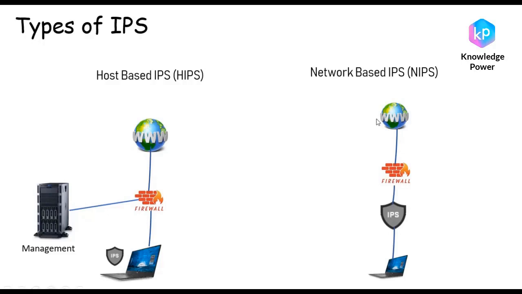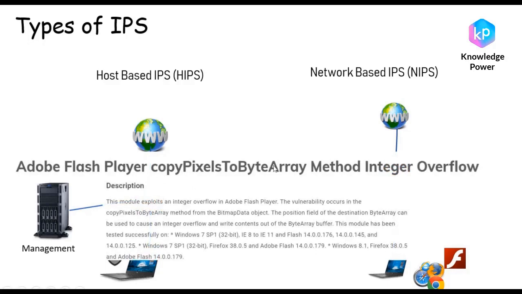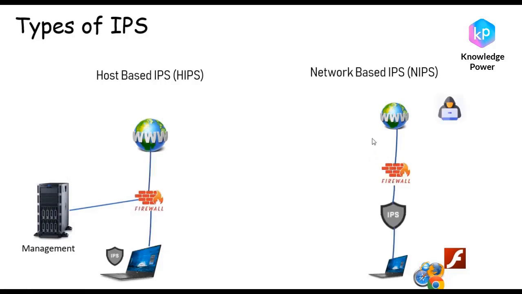Okay, let's assume on our remote host we have an Adobe application running in some browser, and I've just found a vulnerability, Adobe Flash Player copy pixels to byte array, and you can check the description of how we can exploit that vulnerability. If a hacker from the outside tries to exploit that vulnerability, once he goes through the firewall and the firewall accepts that traffic for some reason, it goes to the intrusion prevention system, which checks what's inside the packet, checks that signature, and blocks the traffic from accessing the host because he tried to exploit our vulnerability.